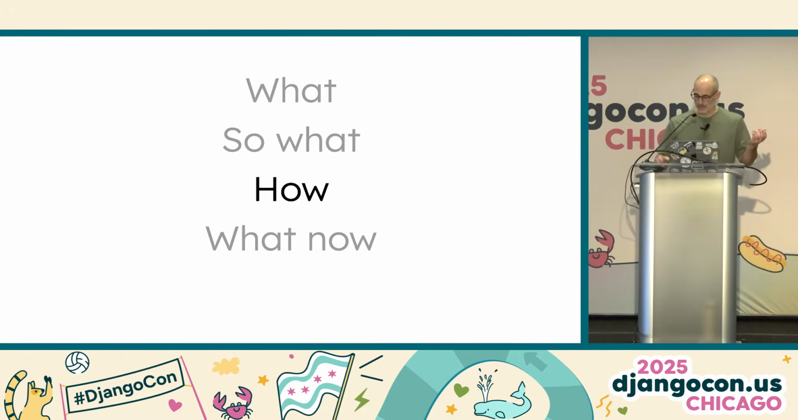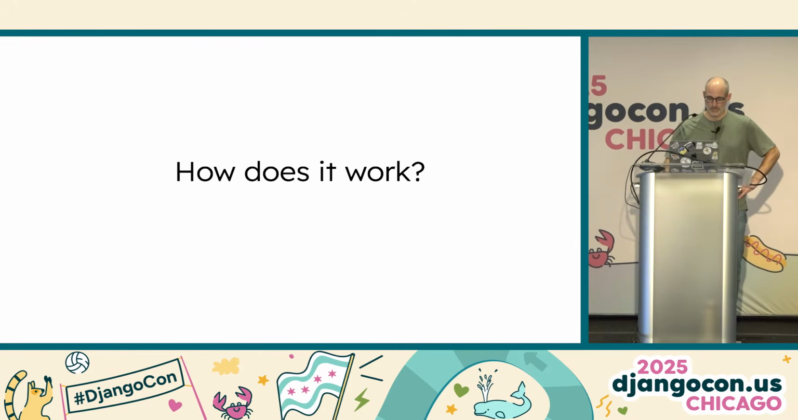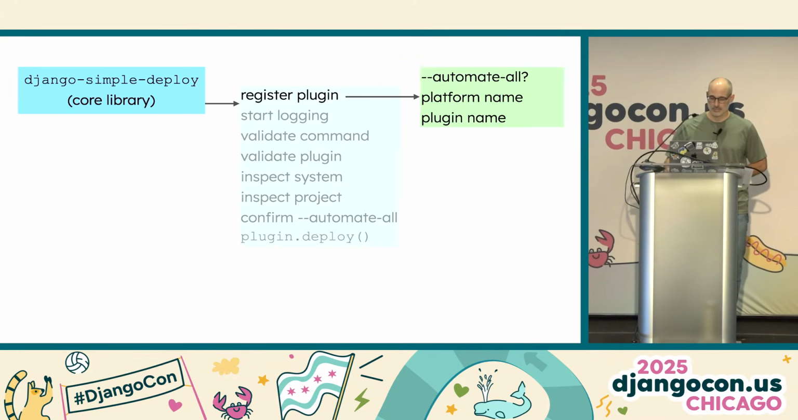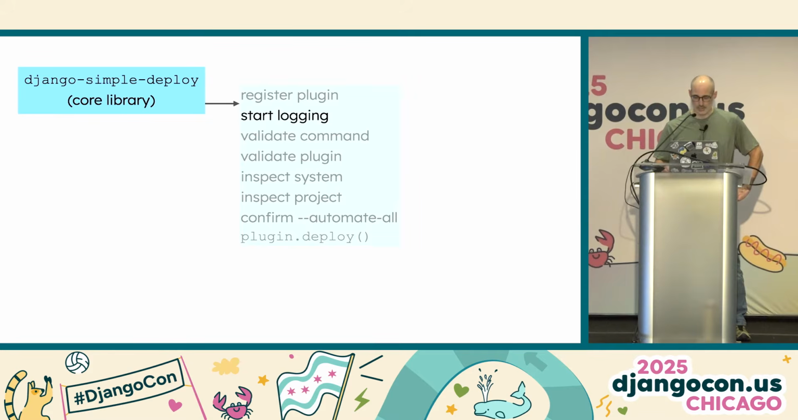So how does this work? Let's first look at what the core Django-simple-deploy library does. It first registers a plugin. Does the plugin support fully automated deployments? What's the platform we're deploying to? And what's the plugin name? We start logging. We make sure the command that we're processing is valid.